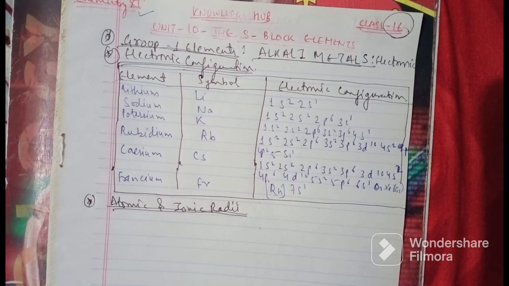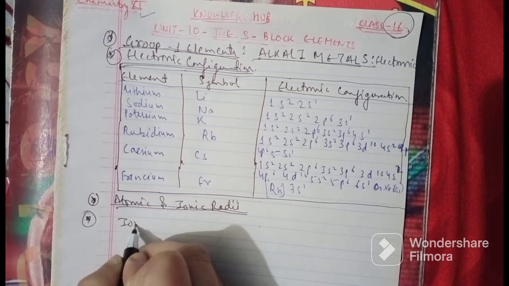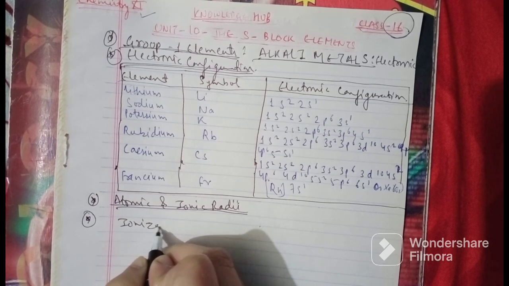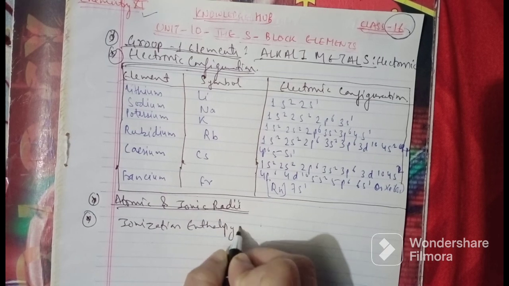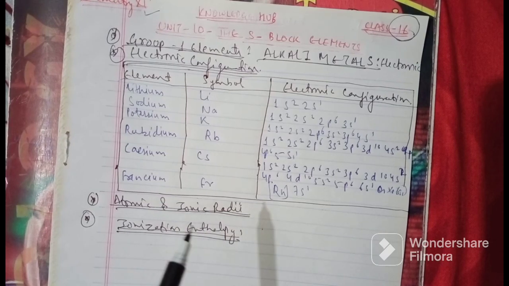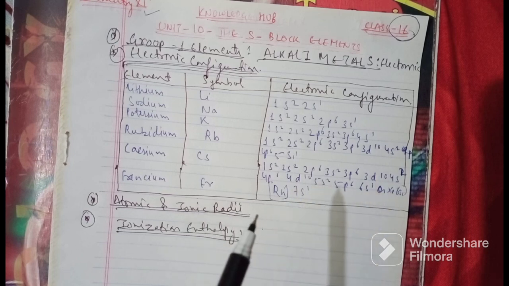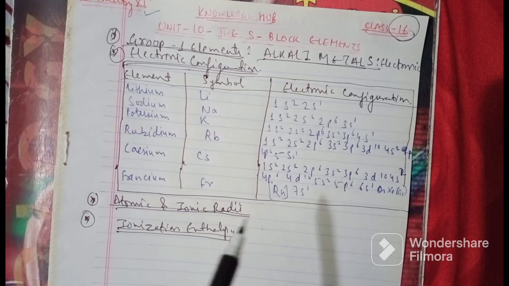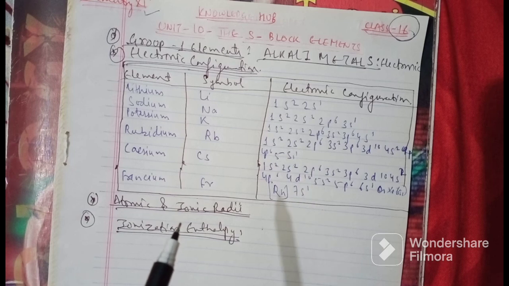Now for ionization enthalpy. The ionization enthalpies of the alkali metals are considerably low and decrease down the group from lithium to cesium. This is because the effect of increasing size outweighs the increasing nuclear charge, and the outermost electron is very well screened from the nuclear charge.